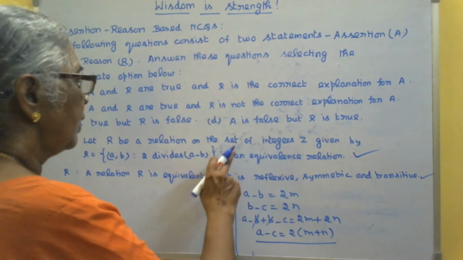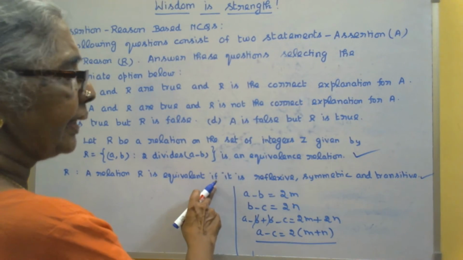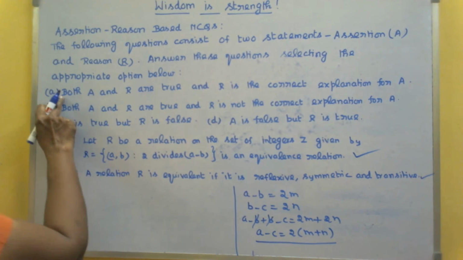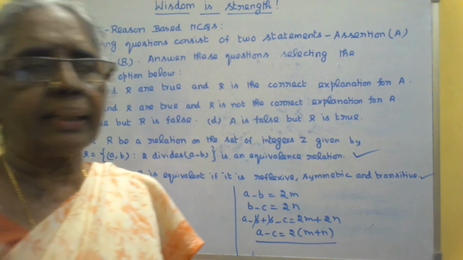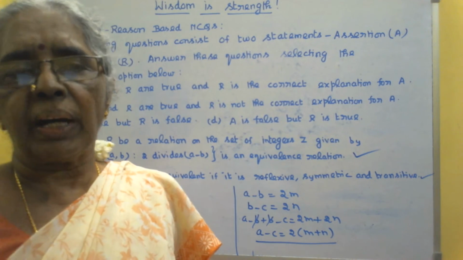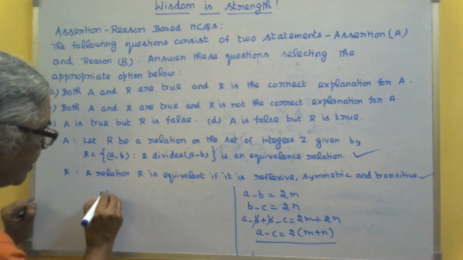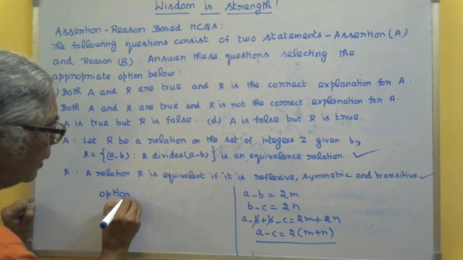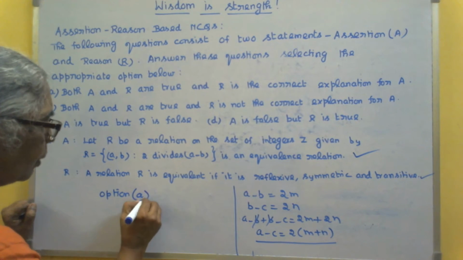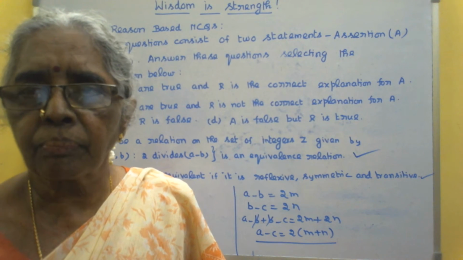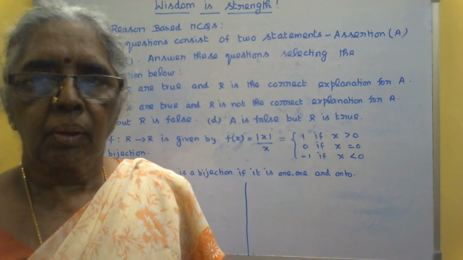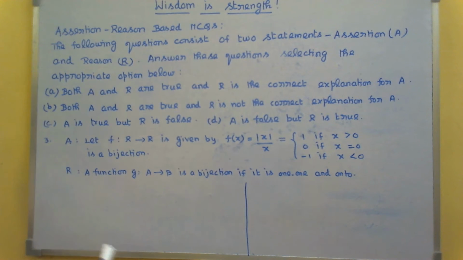So, here this is true and this is the correct explanation for it. So, it is option A. Both A and R are true and R is the correct explanation for A. So, the answer is here option A. Okay. So, do you understand this one, this sum? Let us move on to the next one.